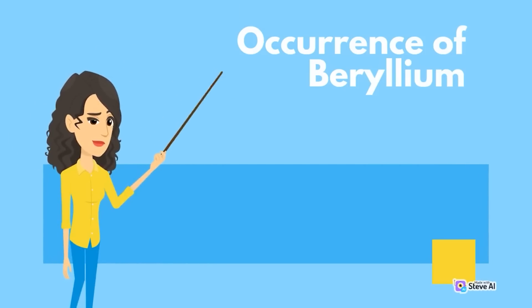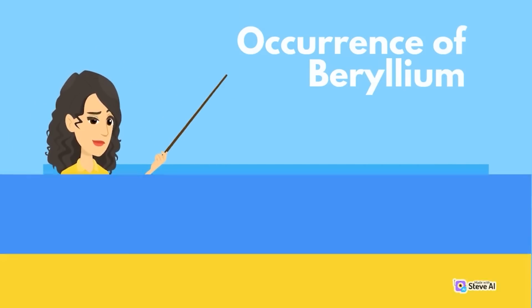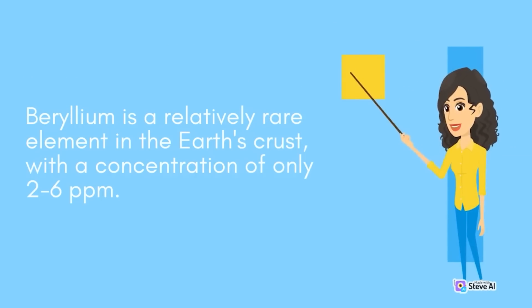Occurrence of beryllium. Beryllium is a relatively rare element in the Earth's crust, with a concentration of only 2 to 6 parts per million.